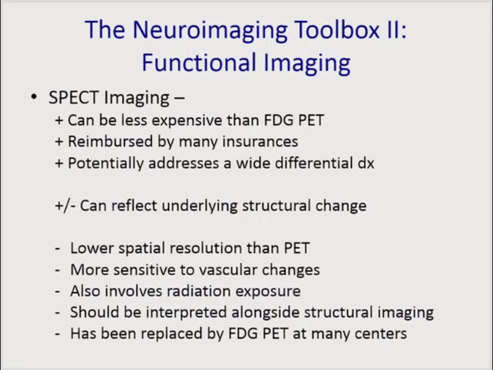SPECT imaging provides a lot of the same information as FDG PET. It's a little bit older modality. In some contexts, especially in Europe, it can be a little bit less expensive. Also can reflect underlying structural change. It's also a bit more sensitive to vascular changes, and at many centers, at least in the U.S., has been replaced by FDG PET.